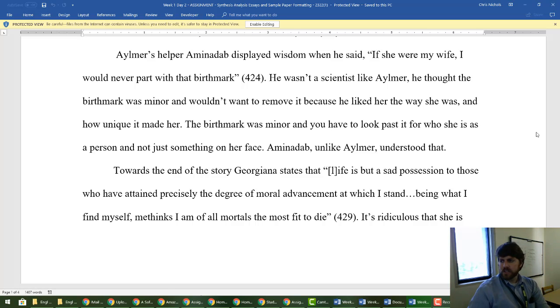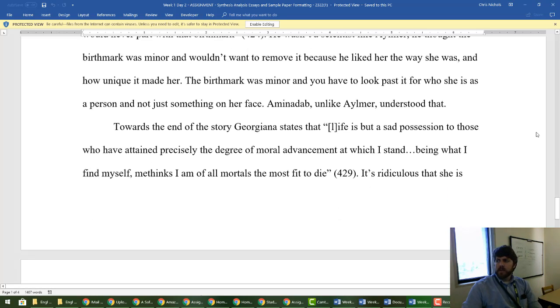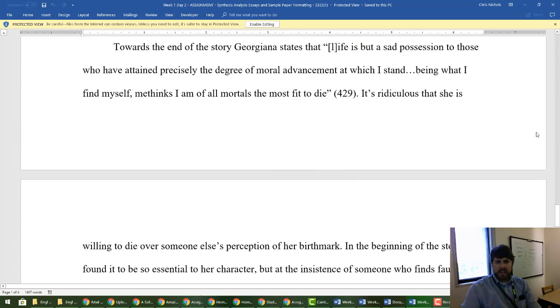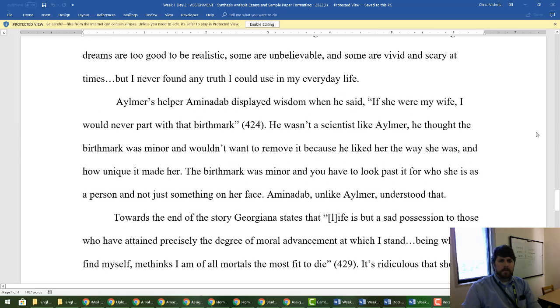It says, toward the end of the story, Georgiana states that life is but a sad possession to those who have attained precisely the degree of moral advancement at which I stand. Being what I find myself, methinks I am of all mortals the most fit to die.